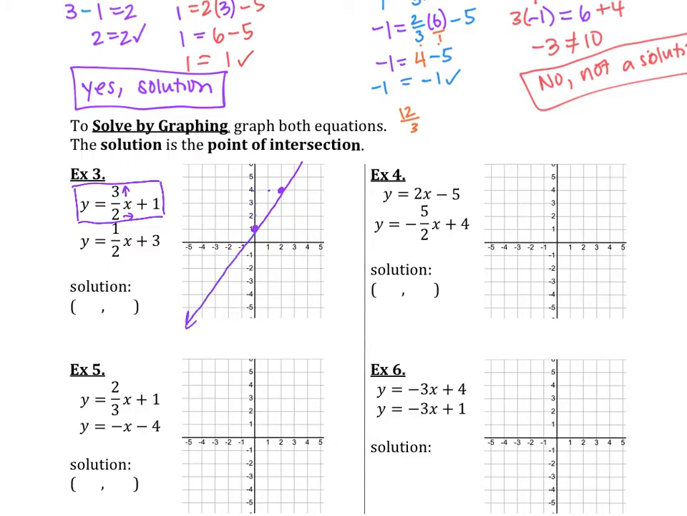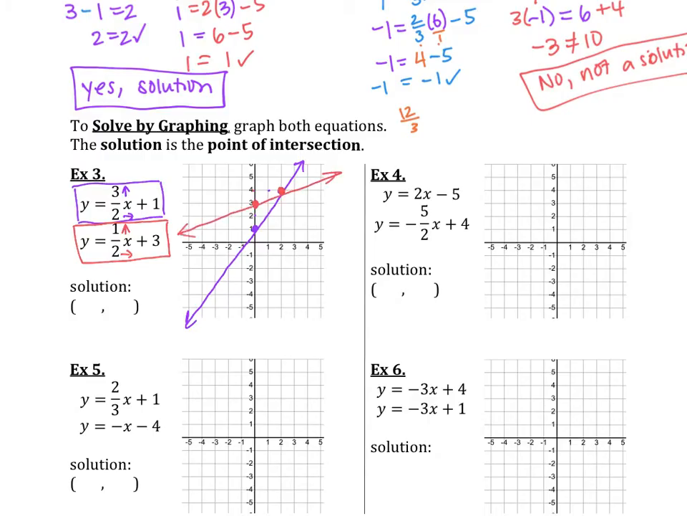Because I'm trying to see where they cross, and if I get crooked, it's hard to read the graph for where they cross. Okay, now I'm going to graph this second line. The y-intercept on this one is positive 3, and then the slope is 1/2, so up 1 over 2. Okay, I'm going to go ahead and draw that line the best I can.